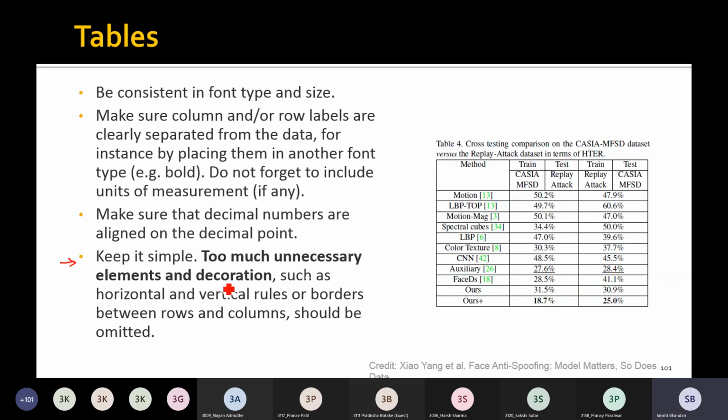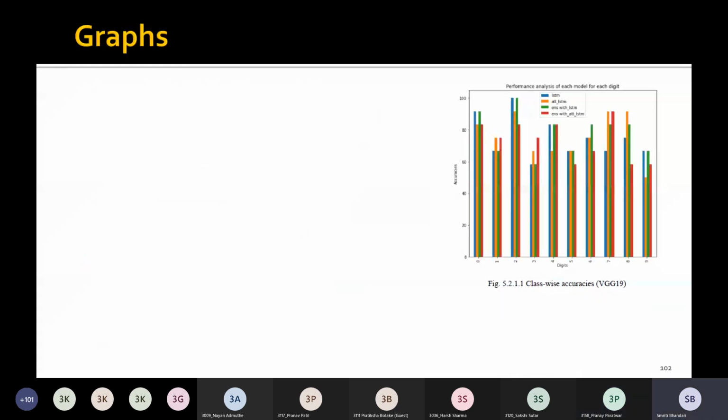The next important guideline: keep the tables as simple as possible. Avoid too many unnecessary elements and decoration, such as horizontal and vertical rules or borders between the rows, borders between the columns, or unnecessary double borders or dashed borders. Do not decorate your table. Make it as simple as possible so that it is possible for the reader to understand whatever is being described here in the tabular form. Okay? Is that okay? Shall I proceed?